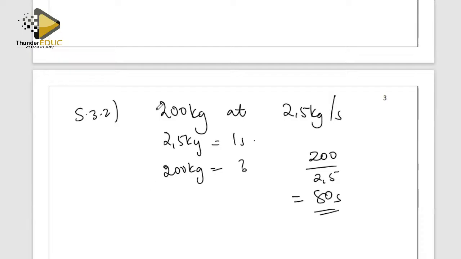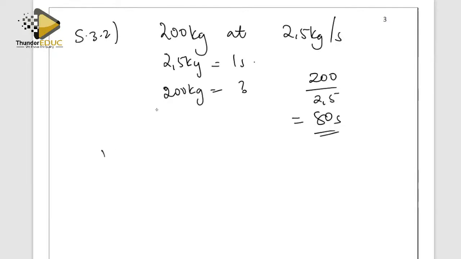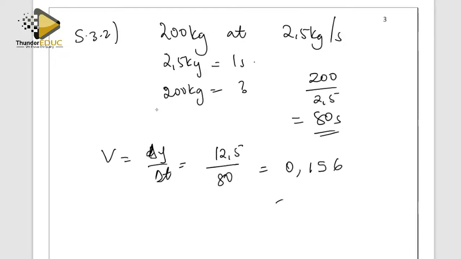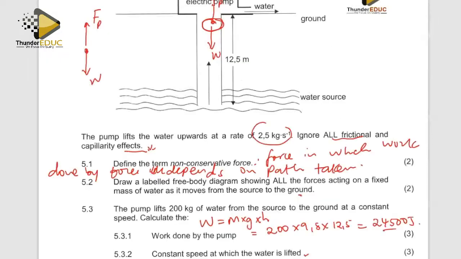kilograms of water. Now, for me to get my velocity, I'll get the displacement. I'll say delta y over delta t. Now my delta y, the distance through which the water is going to move, is 12,5. The delta t is going to be 80 seconds. Then 12,5 divided by 80 gives me 0,156, which is approximately 0,16 meters per second. Okay, so that is the velocity that the question is asking for, 3 marks.